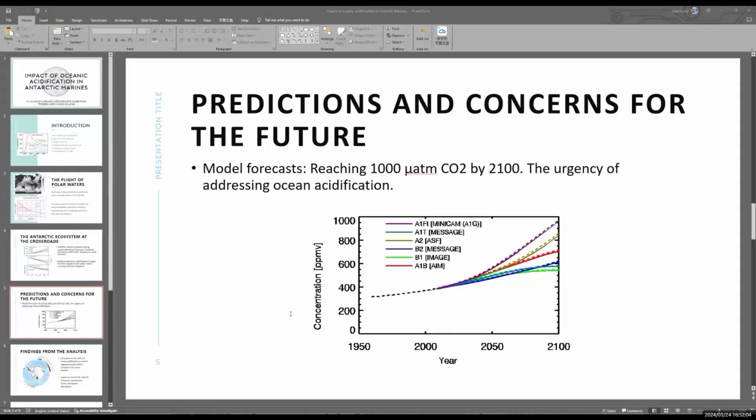Models incorporating seasonal carbon dioxide cycles paint a worrying picture. By 2100, winter surface waters south of the 60th parallel may breach the 1,000 μatm mark. This underscores a nonlinear trajectory of ocean acidification, actually an exponential one, and its far-reaching implications can be shown in the graph below.